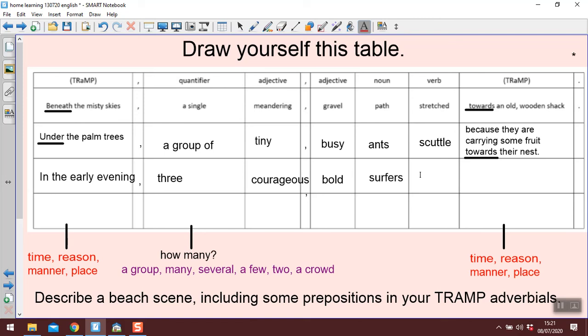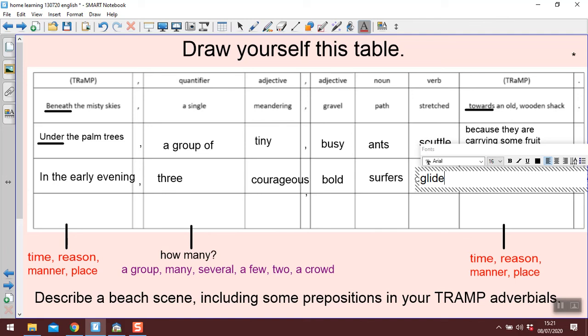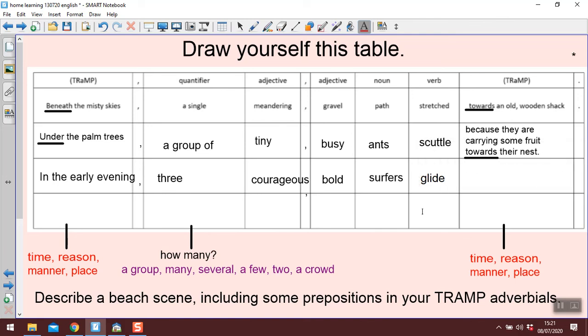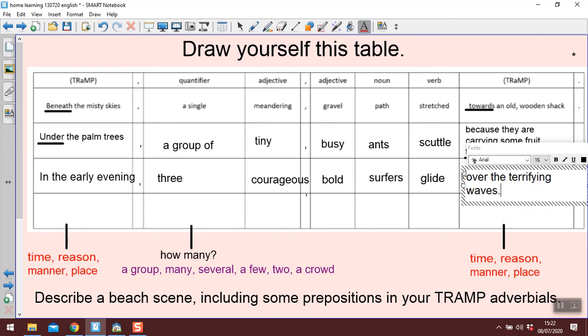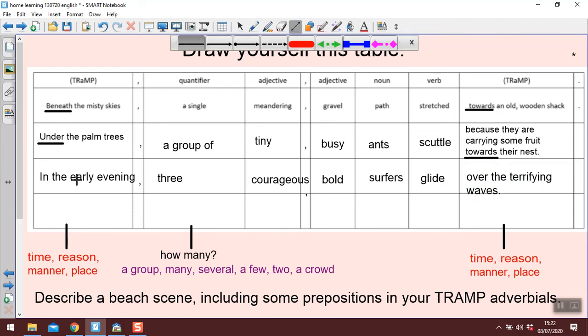What could their action be? I don't want to have surf because I've already got surfers. Maybe I could have glide. In the early evening, comma, three courageous, comma, bold surfers, glide. I could maybe have a place. So where do they glide? Over the terrifying waves. Where are my prepositions in this sentence? So in gives you more information about when it happened, the position of the time in the day, and over.